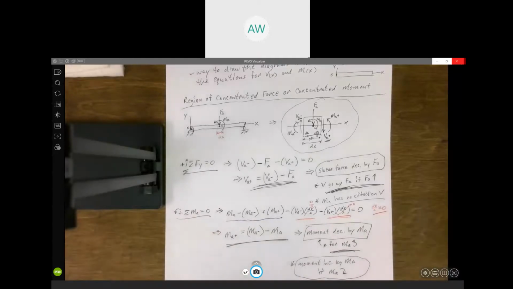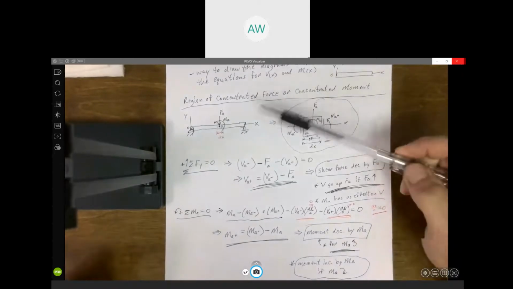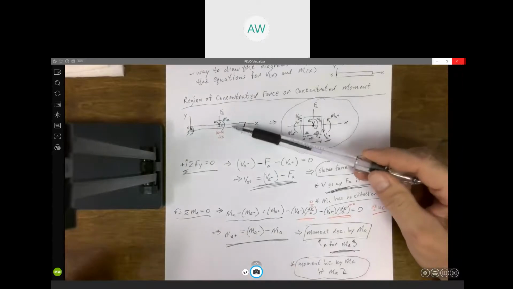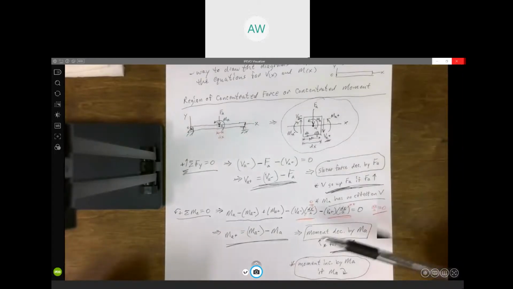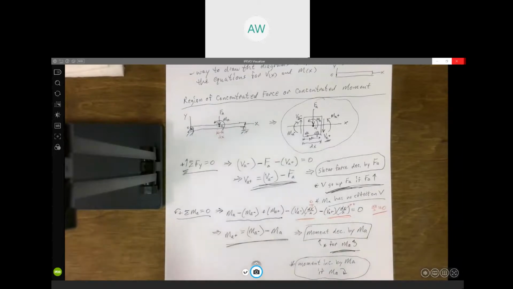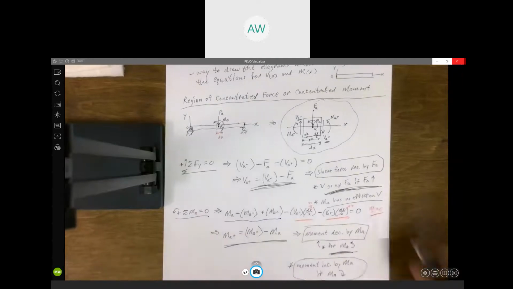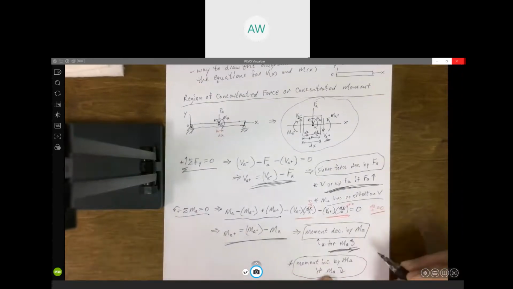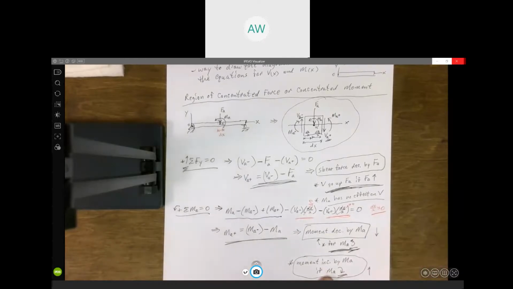That one maybe takes a little more effort to remember the right direction. It's kind of intuitive with the force. The force acts down, you go down. The moment doesn't go up or down, it goes counterclockwise or clockwise. So it's not necessarily intuitive. This is something you're just going to have to remember, that if you've got a counterclockwise moment, you're going down. If you've got a clockwise moment, your moment diagram goes up.